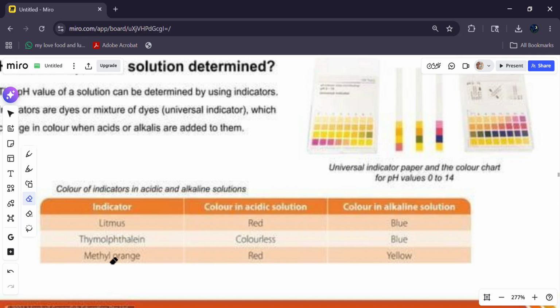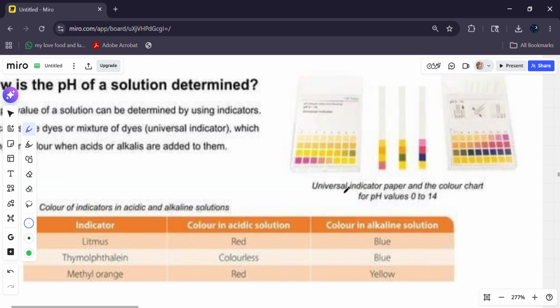And finally, in methyl orange, when you add methyl orange to an acidic solution, it turns red. However, in an alkaline solution, it turns yellow. Now these indicators help us know if a solution is acidic or alkaline. So now let's move on to our next section.